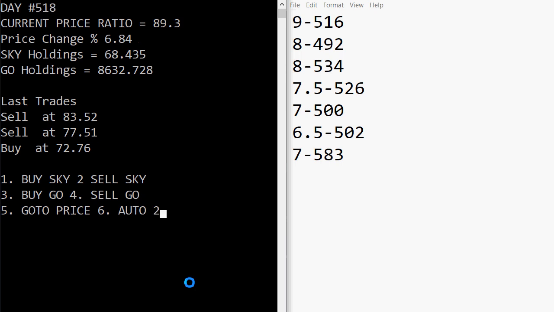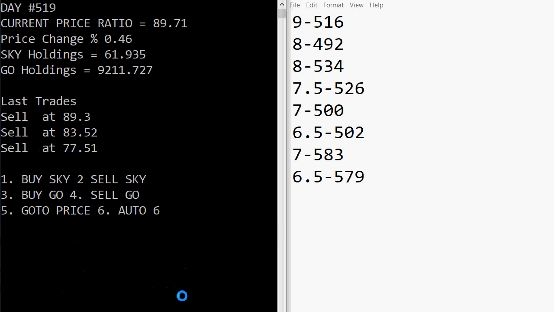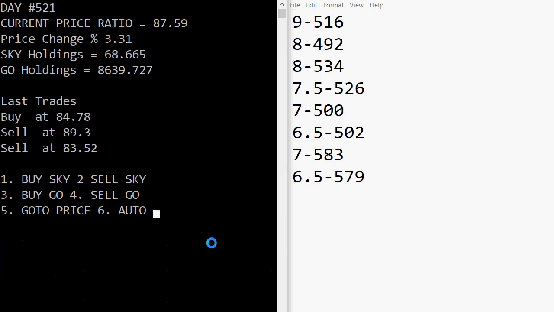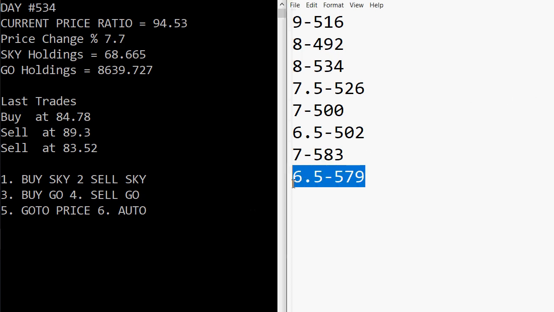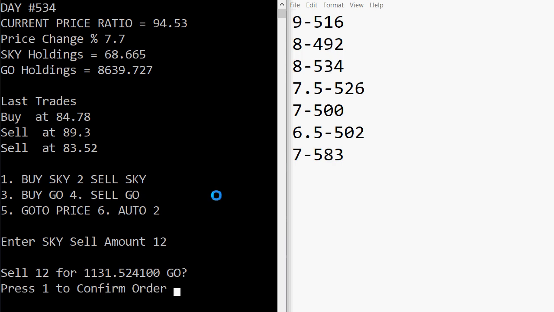So it goes up to 89, so let's do some more. Let's do 6.5 this time. And down to 84, so of the 579, let's do 572 back, and there's a gain of like 0.23. That's not a good enough move up. There we go, 94, that's a good move. That's worth selling too. So therefore, let's do like 12 and two lots of 6s.